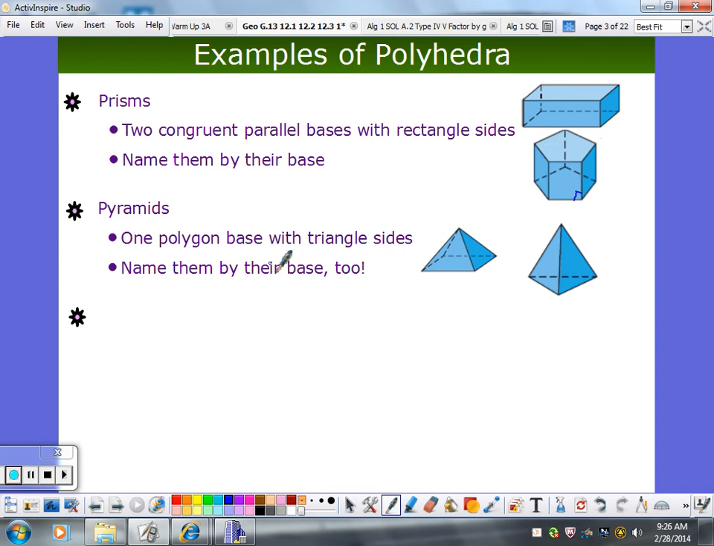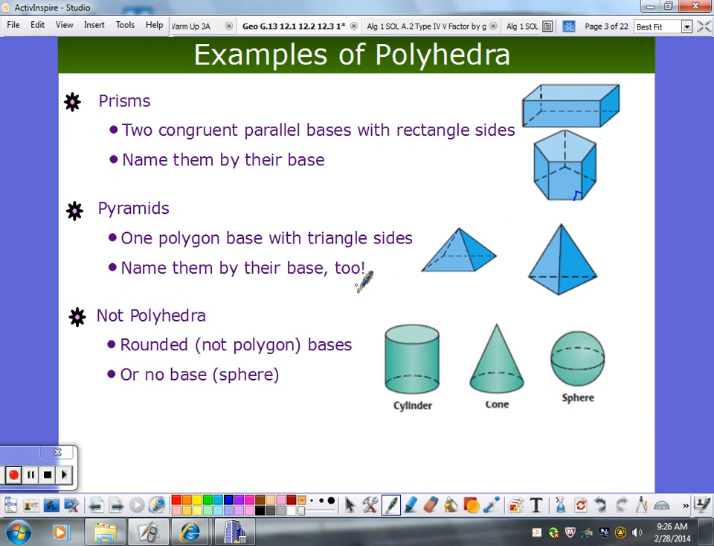Absolutely. We have pyramids. So your base of a pyramid, you only have one base, and that's a polygon. So this one looks like a rectangular base. This one has a triangular base. So this is a rectangular pyramid and a triangular pyramid. 1 point on top.